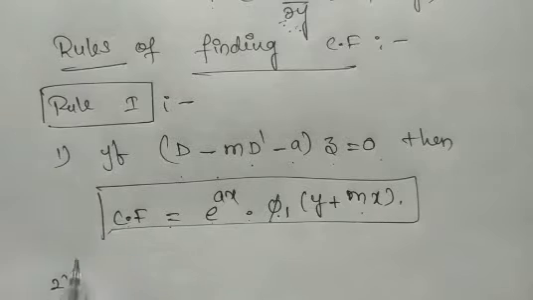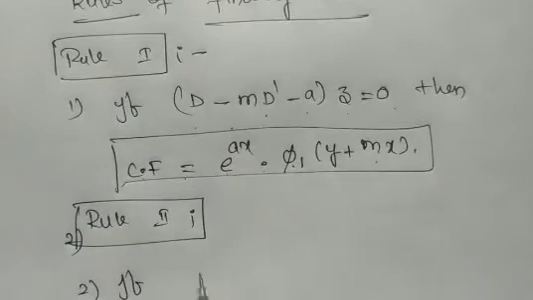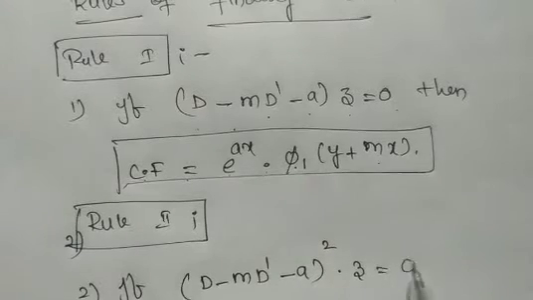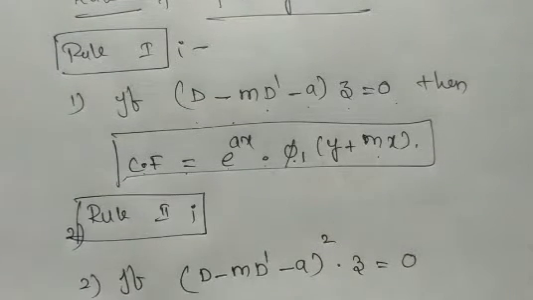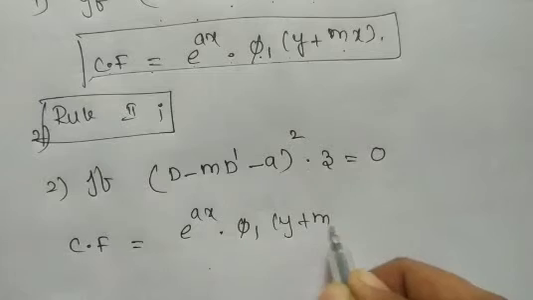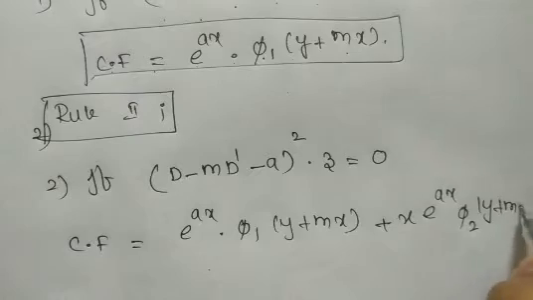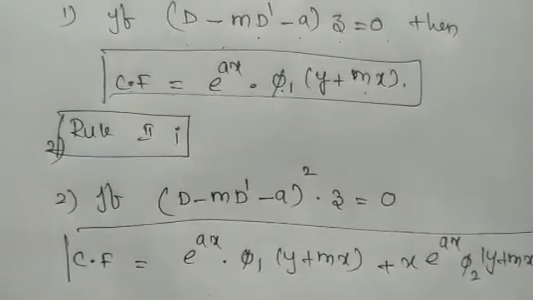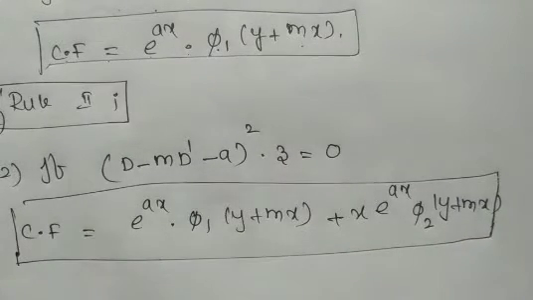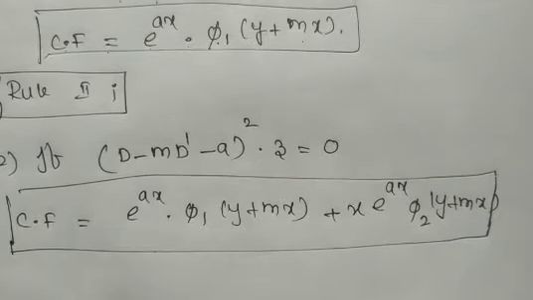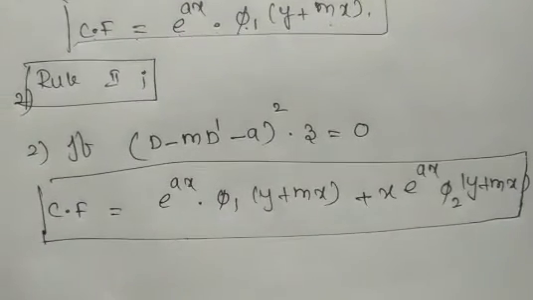Next, the second rule: if (D - mD' - a)² z = 0, then the complementary function is e^(ax) φ1(y + mx) + x e^(ax) φ2(y + mx). These two rules are used to find the complementary functions of non-homogeneous linear equations, so by using these two rules we have to solve the problems.